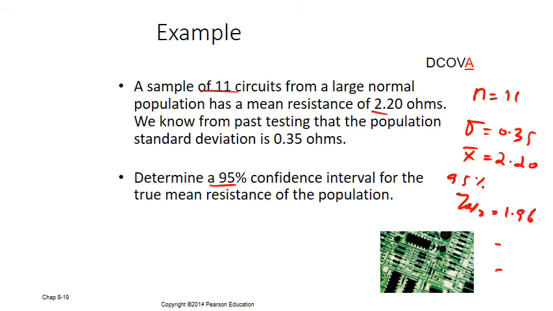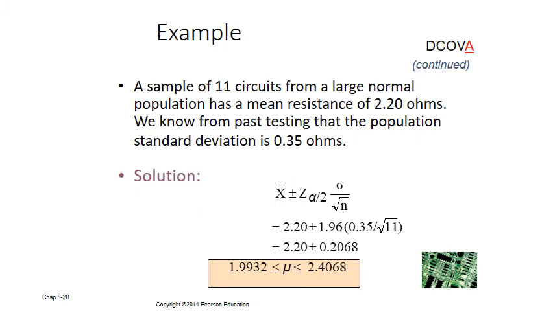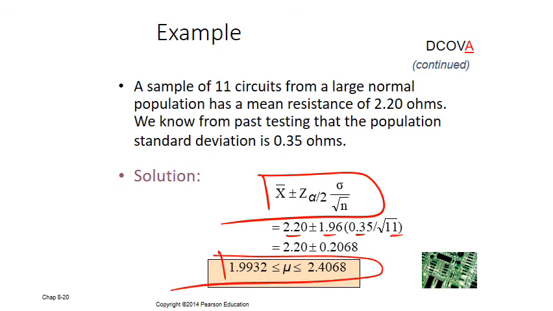You don't need to calculate it, as we already know it from the table, if you are not asked. I'm repeating my words: if it is 90%, 95% or 99%, you don't need to calculate z alpha by 2. You can directly write 1.64, 1.96, and 2.56 something. That is why we are directly writing z alpha by 2 as 1.96 for 95%. So you can simply substitute the values in the formula. X bar is given as 2.2, z alpha by 2 is 1.96, sigma is 0.35, n is 11. So this is the interval which we need to construct.